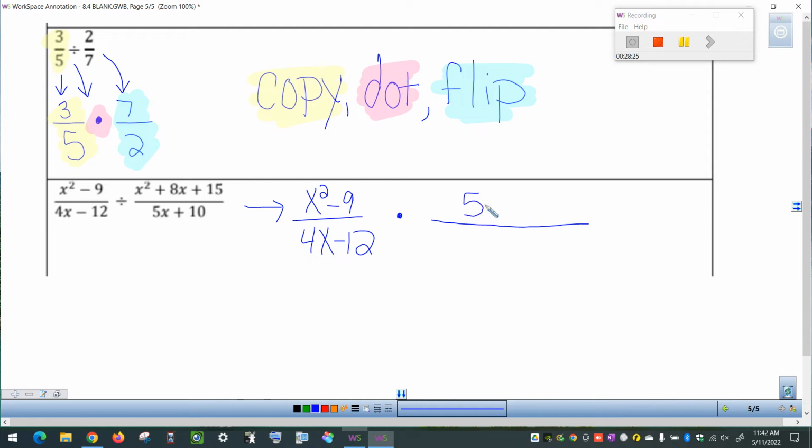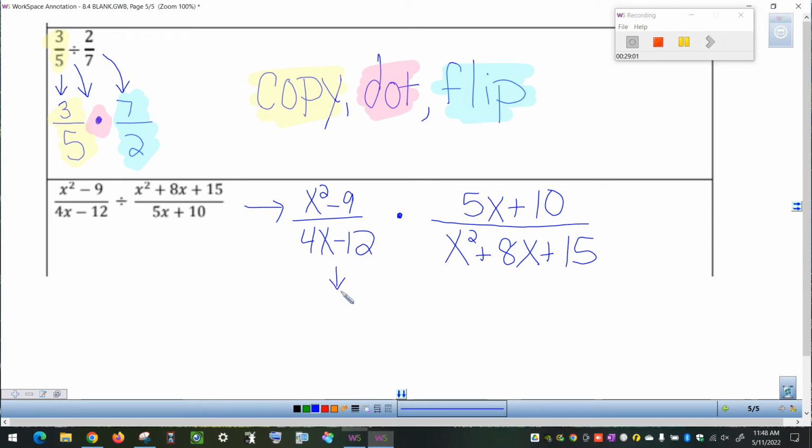So the 5x plus 10 is now going to go on the numerator, and the x squared plus 8x plus 15 is going to go on the denominator. That is the only different thing we have to do when it's division. Otherwise, it's going to work out the same way. So I'm going to give you a few more minutes on your own to try this one. Since we have just now turned it into a multiplication problem, it's similar to that one that we just did.